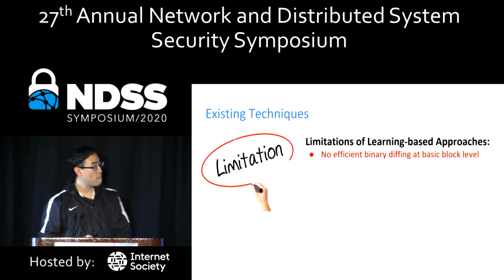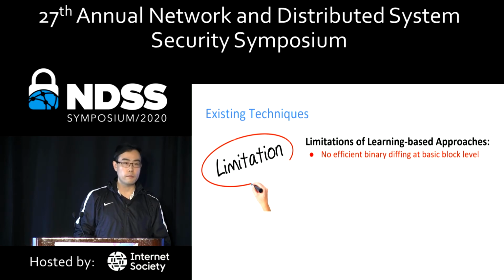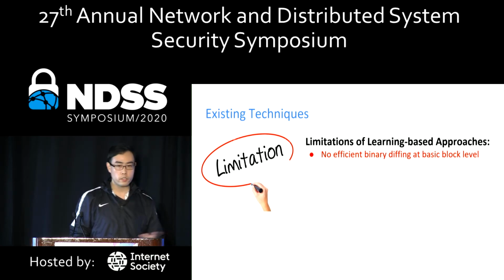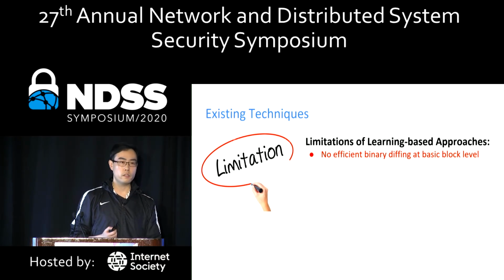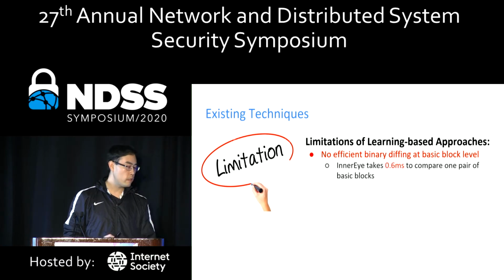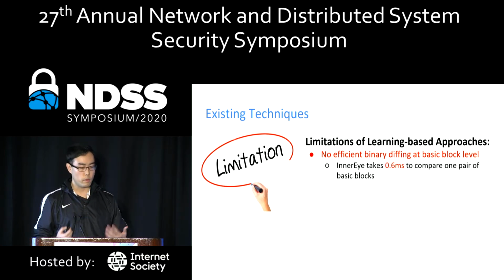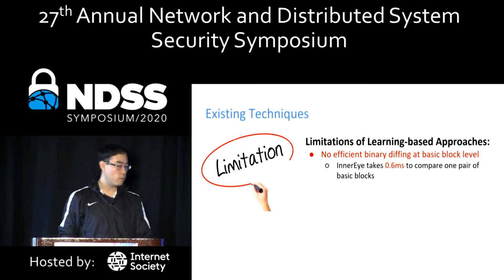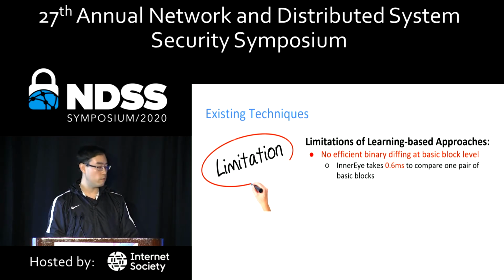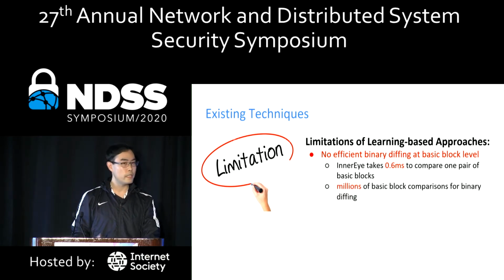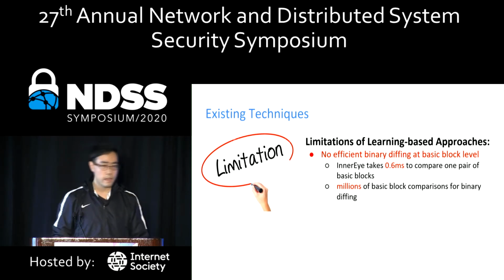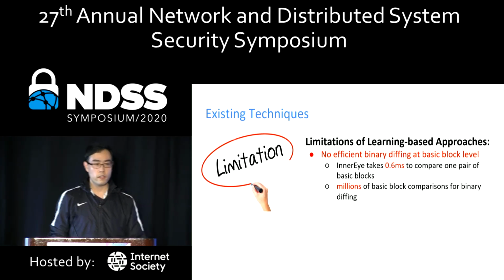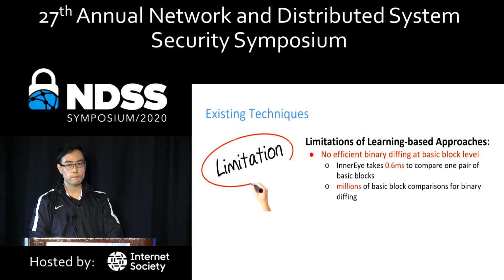So first of all, there's no efficient binary diffing at basic block level. As I just introduced, the only basic block level matching work is InnerEye. However, we tested, and InnerEye takes about 0.6 milliseconds to compare one pair of basic blocks. Please note that there could easily be millions of basic block matchings for binary diffing. In that case, InnerEye literally takes hours to finish one simple binary diffing.